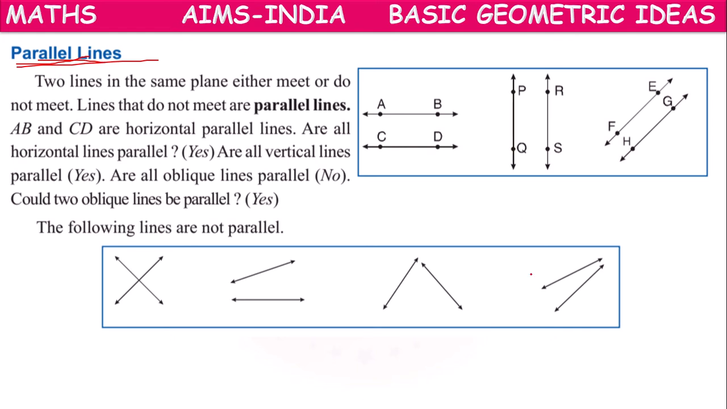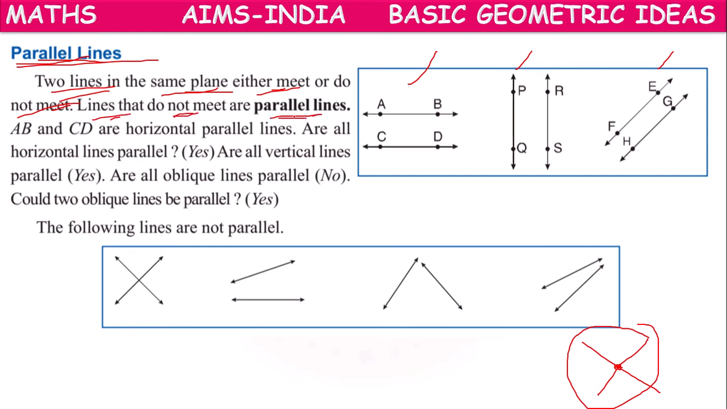Intersecting lines means two lines or three lines that meet at one point or more than one point; they are called intersecting lines. But two lines in the same plane either meet or do not meet. If we draw two lines like this, they may meet, or like this, they may not meet. Out of the two conditions, one will be satisfied. The lines that do not meet are said to be parallel lines.